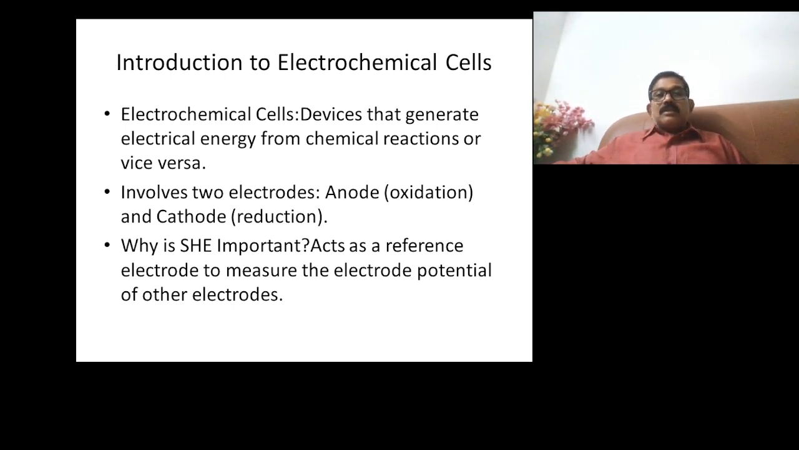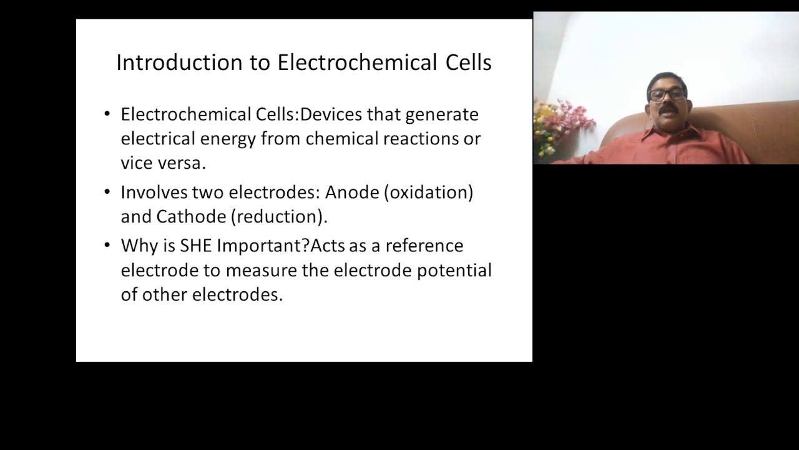Today's topic is standard hydrogen electrode. So let us see introduction to electrochemical cells first. Electrochemical cell is a device that generates electrical energy from chemical reactions or vice versa. It is a device that produces electrical energy from chemical reactions.